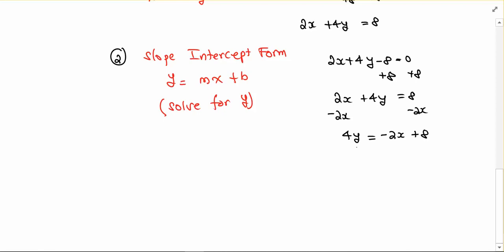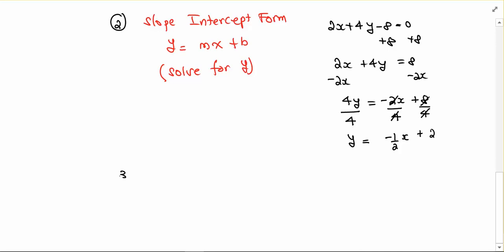Now to solve for y, don't stop here. I've got to get y, so I'm going to divide by 4 all the way through, and I get y equals, okay, so I can reduce this. That's negative 1/2 x plus, I can reduce this as well, 2.